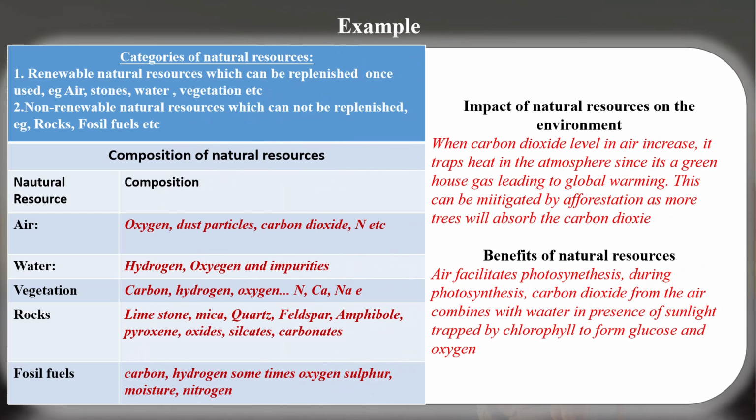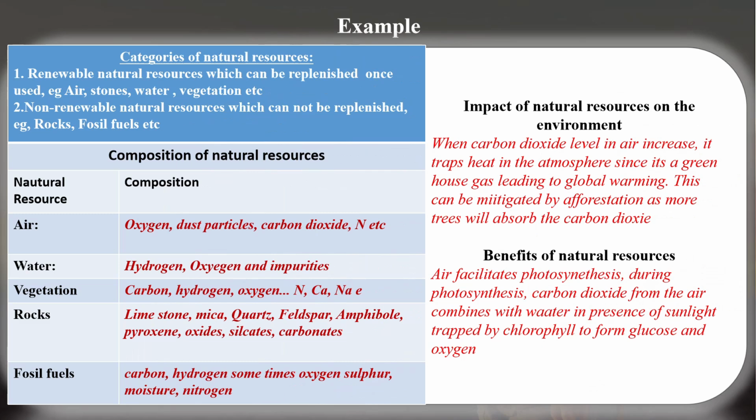If you're writing about the bush burning, the bush is part of vegetation. The bush is composed of trees, which contain carbon, hydrogen, and oxygen. They are renewable natural resources. They can be replaced. Once the grass burns, it can still grow again. The bush also contains trees, right? You can even plant the trees.